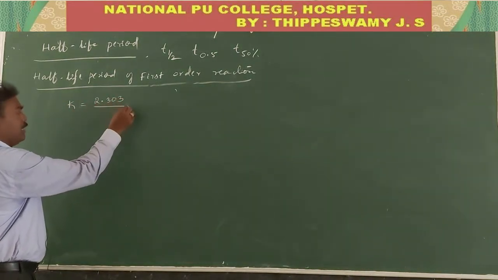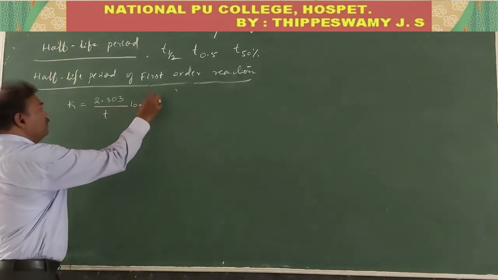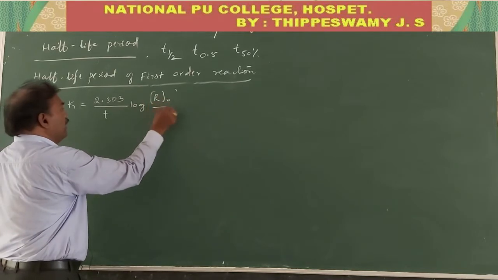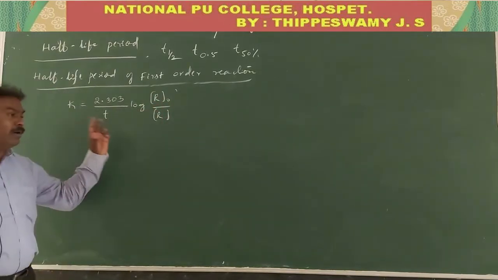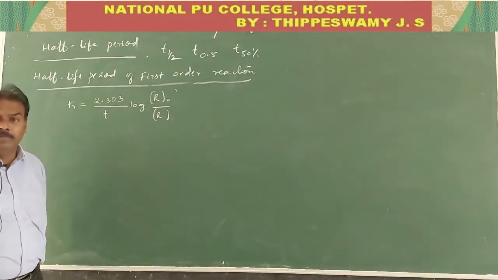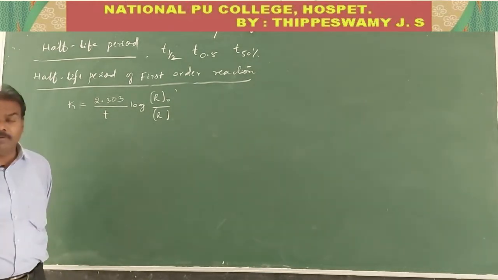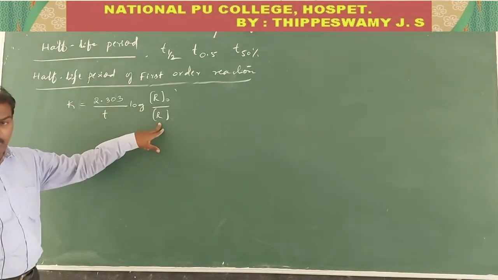2.303 divided by t into log of R naught divided by R. This is the relation we have discussed already, is it not? We have also derived the integrated rate equation for the first order reaction: k equals 2.303 by t into log of R naught by R. Following, all of you. Okay.